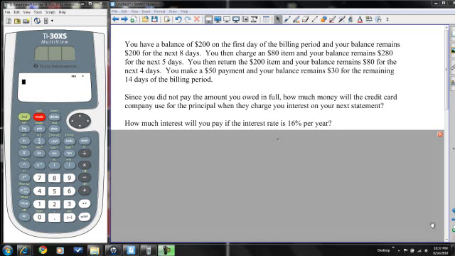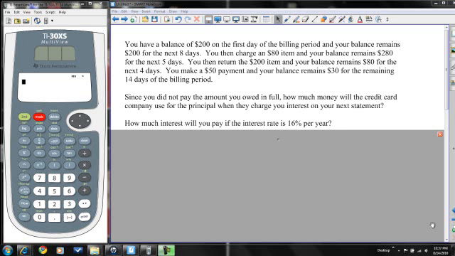In this lesson, we are going to find the finance charges on a credit card bill using the average daily balance method. You have a balance of $200 on the first day of the billing period, and your balance remains $200 for the next 8 days. You then charge an $80 item, and your balance remains $280 for the next 5 days.